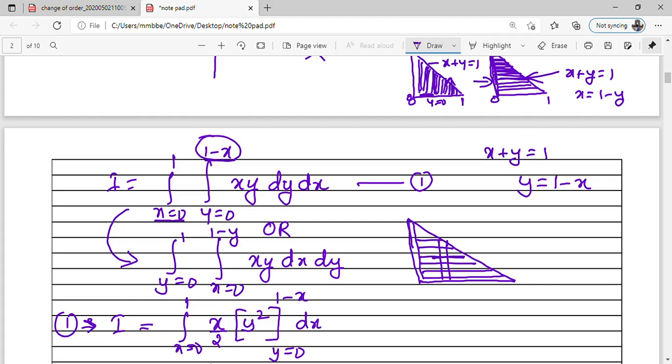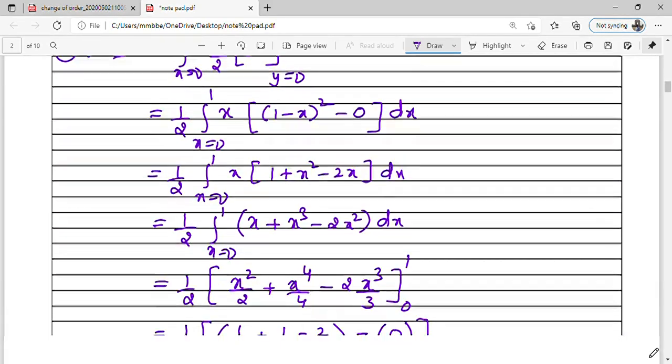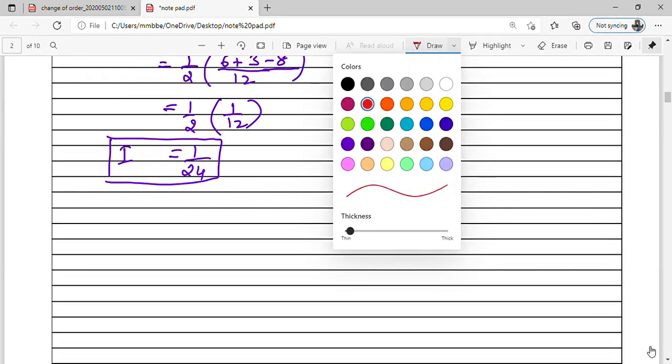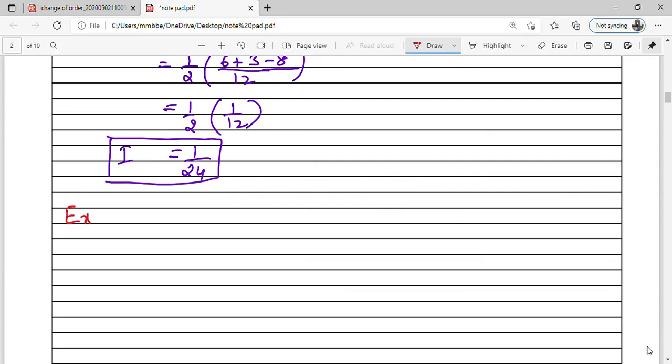So I am taking one example for change of order. See here: evaluate the integral over 0 to 1, with second limit x to root x, of xy dy dx, by changing the order of integration.